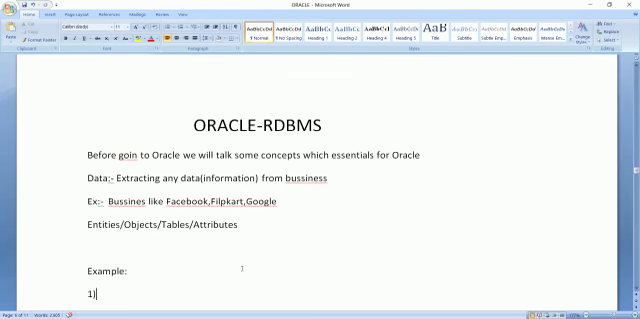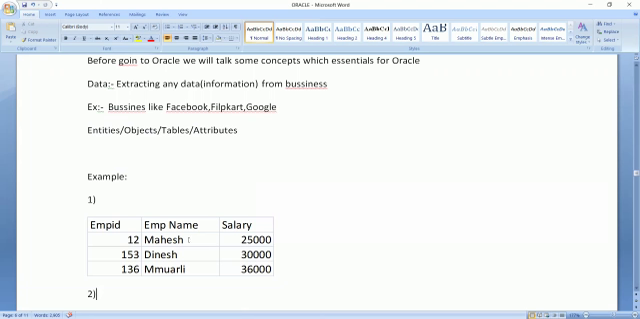What is a database? A group of tables. Tables will have columns, rows, all those things. You already know that the data will be stored. For example, if we have employee, every employee will have employee ID, name, salary. So this is one table. It has columns, it has rows like this. This one thing is called entities, objects, or tables. All are the same; overall we will call it a table only.